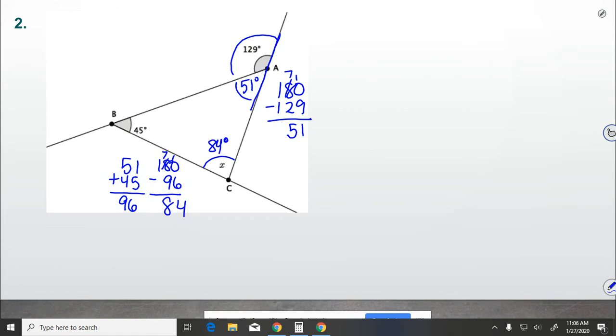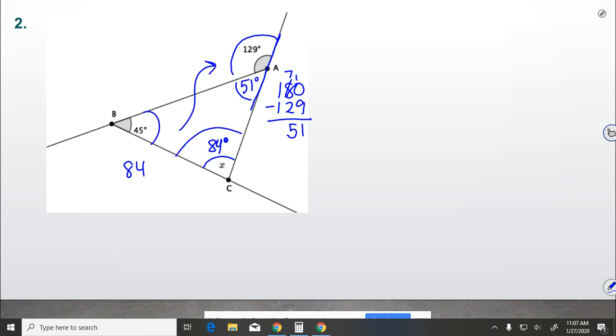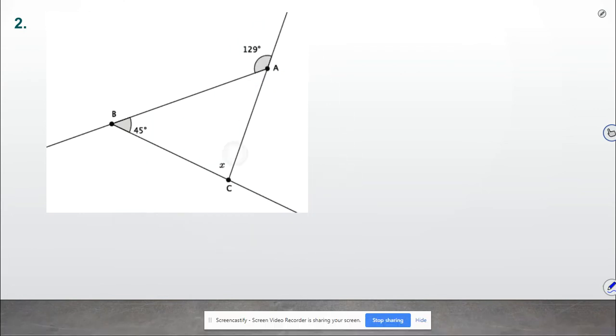Okay, and let me just show you, if we add that 84 and 45, these two angles that are furthest away from the exterior angle, if we do 84 plus 45, look at, we get 129. So again, there was a relationship there. The two interior angles that are furthest away from the exterior angle that is given actually have a sum equivalent to that exterior angle. All right, let's continue.